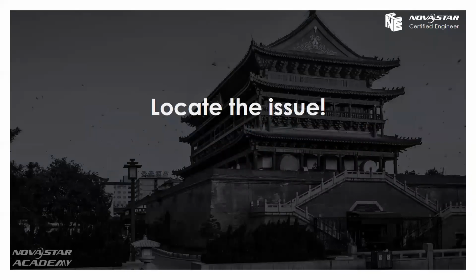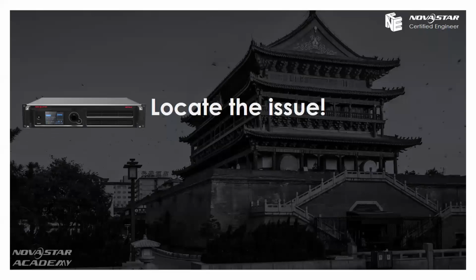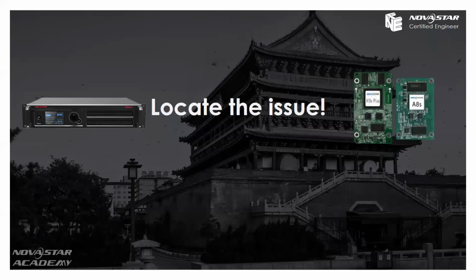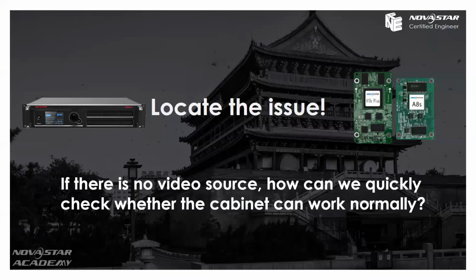From my experience, the first thing we should do is locate the issue, because we cannot just realize one point, we check one point. That is ineffective. So we need to find a way to locate the issue to improve our troubleshooting efficiency. So we need to locate whether the problem happens on the sending card side or on the receiving card side, right? But sometimes when we're on site, the condition is not enough. For example, if there is no video source, how can we quickly check whether the cabinets can work normally or not? Do we have any ideas?